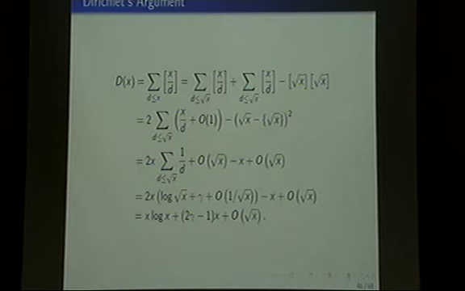And now we use a familiar formula for summing a partial sum of a harmonic series. So that's log square root of x plus gamma plus this error term, and now you just simplify what we have. So that's Dirichlet's argument, and the first estimate that we have then, big O of square root x for the Dirichlet divisor problem.